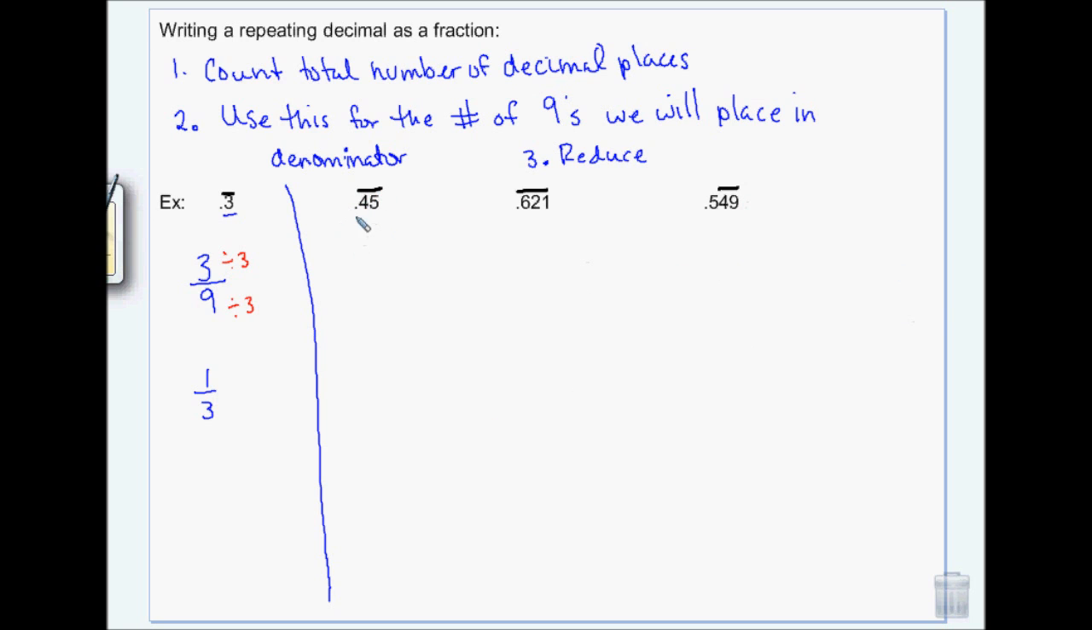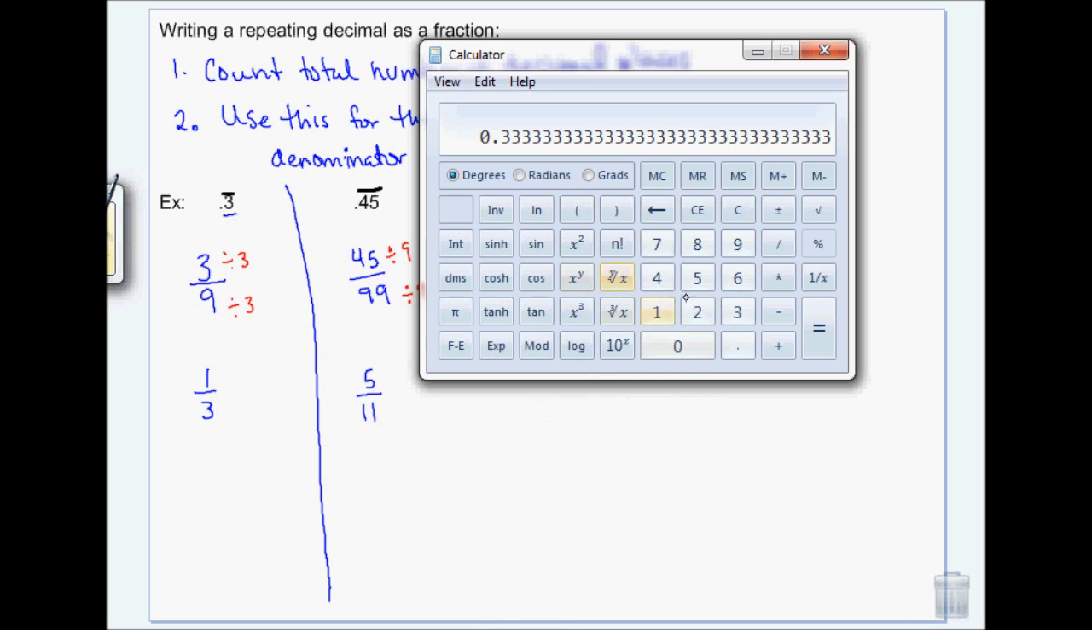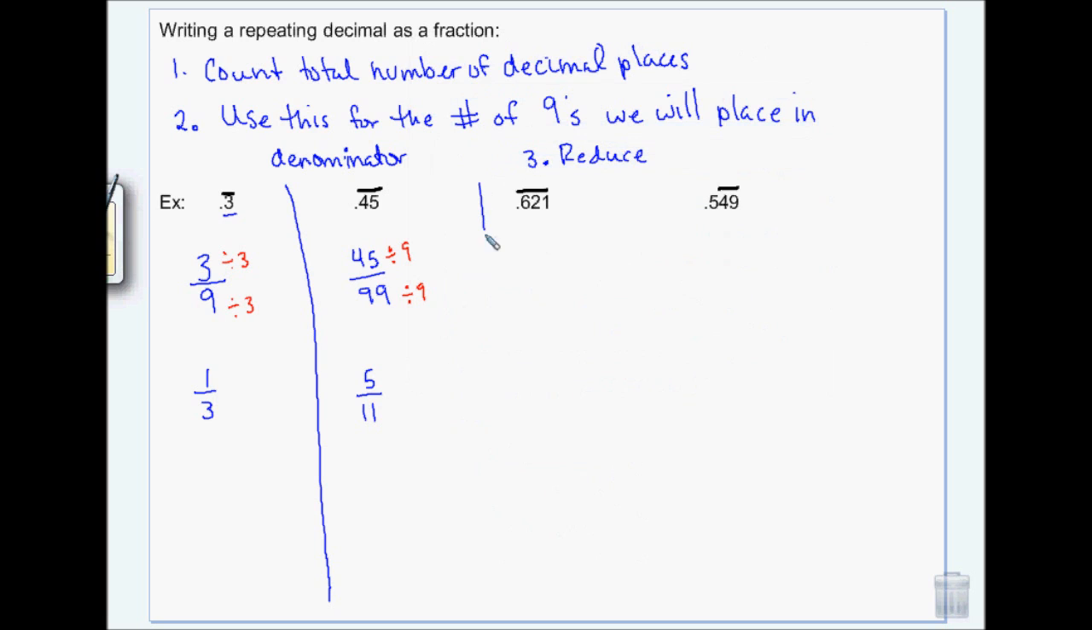45 has a bar over it, so there's 2 decimal places, so 2 9s. And these will both divide by 9. And that's going to give me 5/11. Again, if I want to check it, 45's forever.